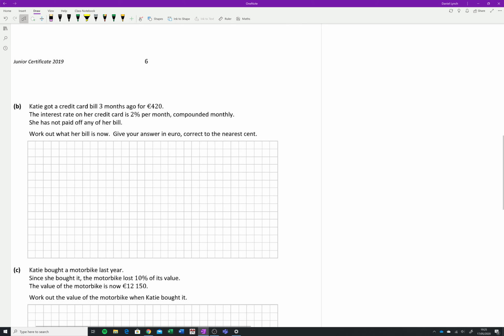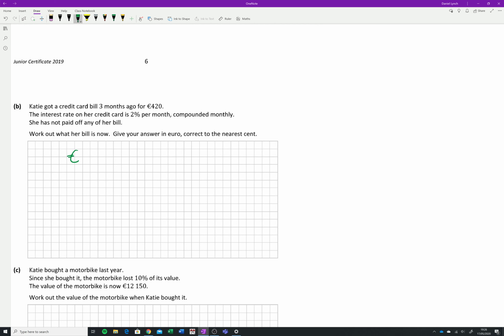Here's another kind of financial maths bit, I suppose. Katie got a credit card bill 3 months ago for 420. The interest rate on her credit card is 2% per month. It goes up each month. She has not paid off her bill. Work out what it's going to be.